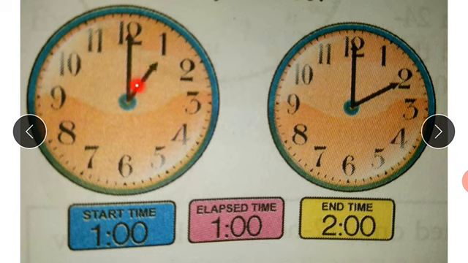So let's say that I am doing an activity and I started at 1 o'clock. Then I ended the activity at 2 o'clock. So my start time is 1 o'clock and my end time is 2 o'clock. When you say elapsed time, that is the time in between 1 o'clock and 2 o'clock. It's just like you are subtracting: how long did you do the activity? Since from 1 to 2, it means that I spent 1 hour, and that is what we call elapsed time. Okay?